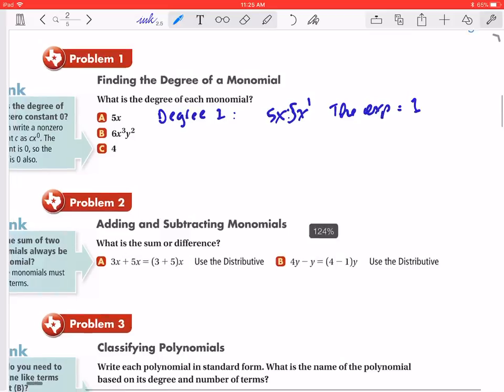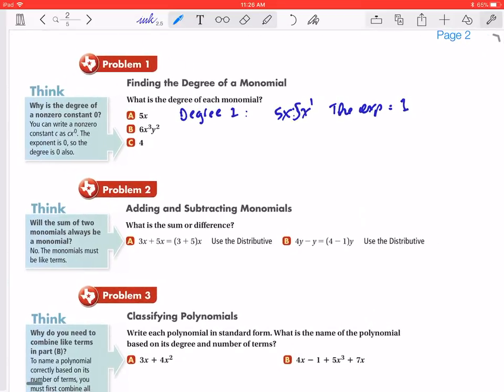On the next one, again, I want to comment on why the degree of a non-zero constant is 0. You can rewrite a non-zero constant such as c as cx to the power of 0. So the exponent is 0, and that's why we call that a degree of 0. Don't get confused, because we know that anything to the power of 0 gives us 1.